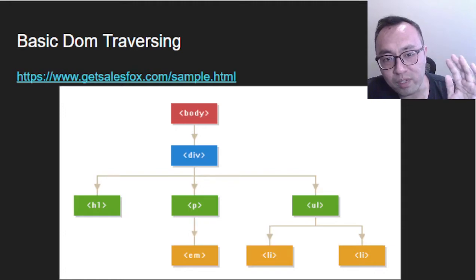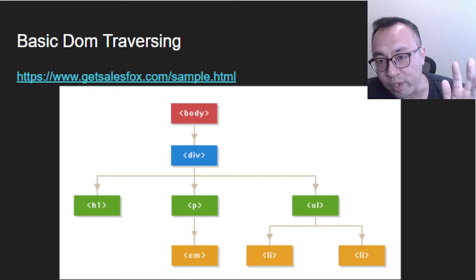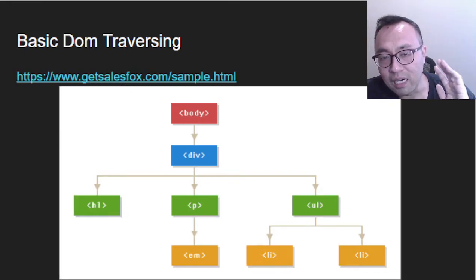Now behind div, you see the 3 green boxes: H1, P, and UL. H1 is header, P is paragraph, UL is unordered list, but you don't have to know any of that. You just have to understand the logic of the relationship. H1, P, and UL, the green boxes, are children of the blue box, the div. So the div is a parent relative to the 3 green boxes, and the 3 green boxes are children of the blue box.